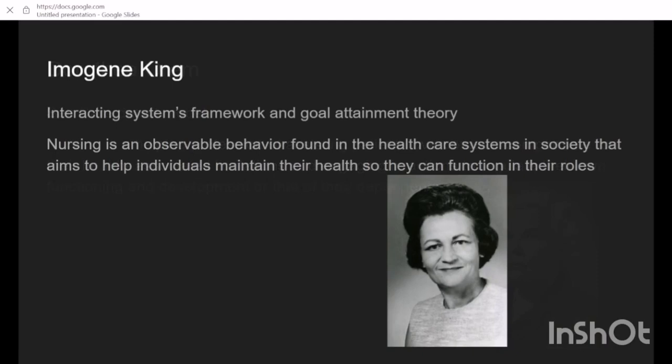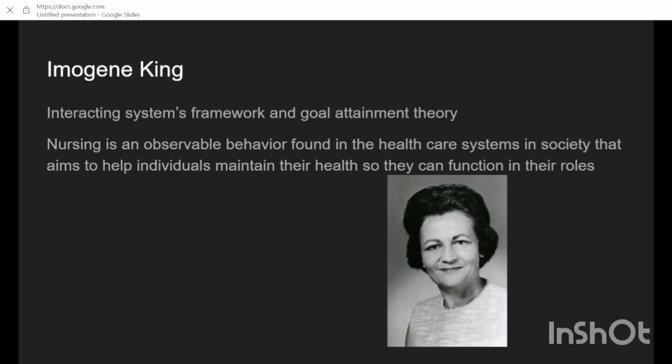Imogene King, The Interacting Systems Framework and Goal Attainment Theory. Nursing is an observable behavior found in the healthcare systems in society that aims to help individuals maintain their health so they can function in their roles.